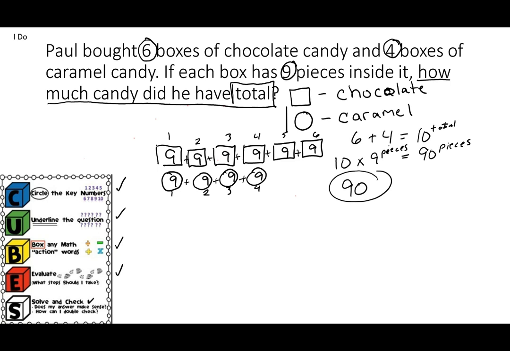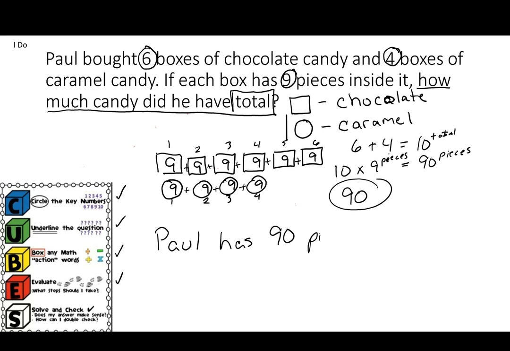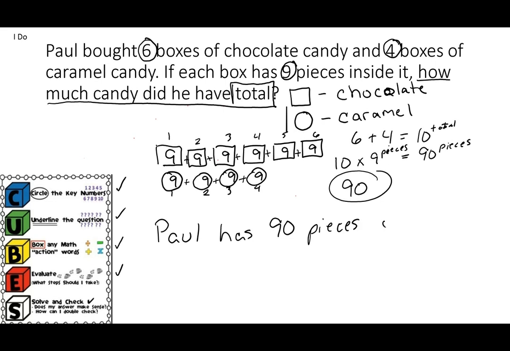And the last step here, I need to rewrite the sentence. So we use the question that says, how much candy did he have total? And we say, Paul has 90 pieces of candy total.